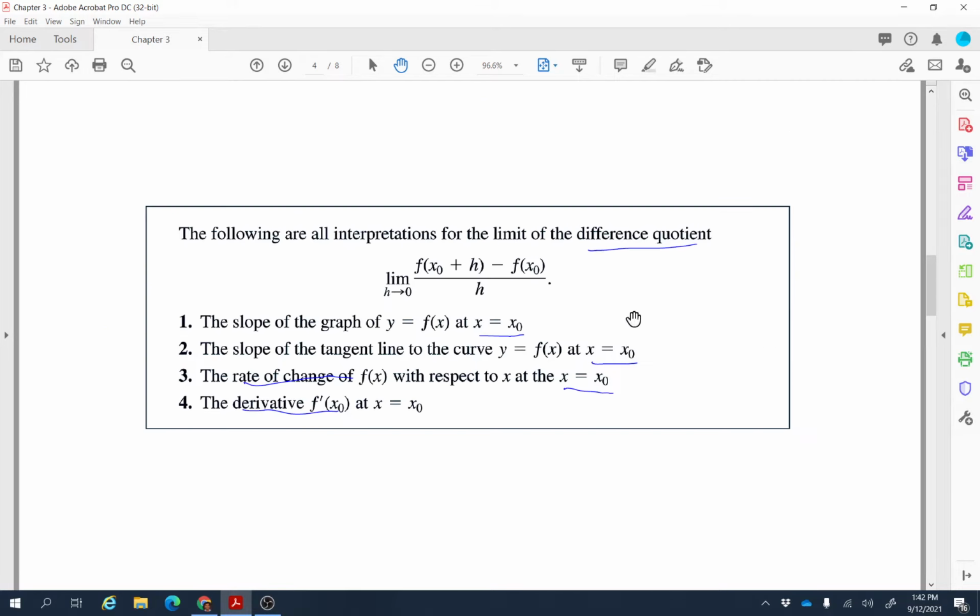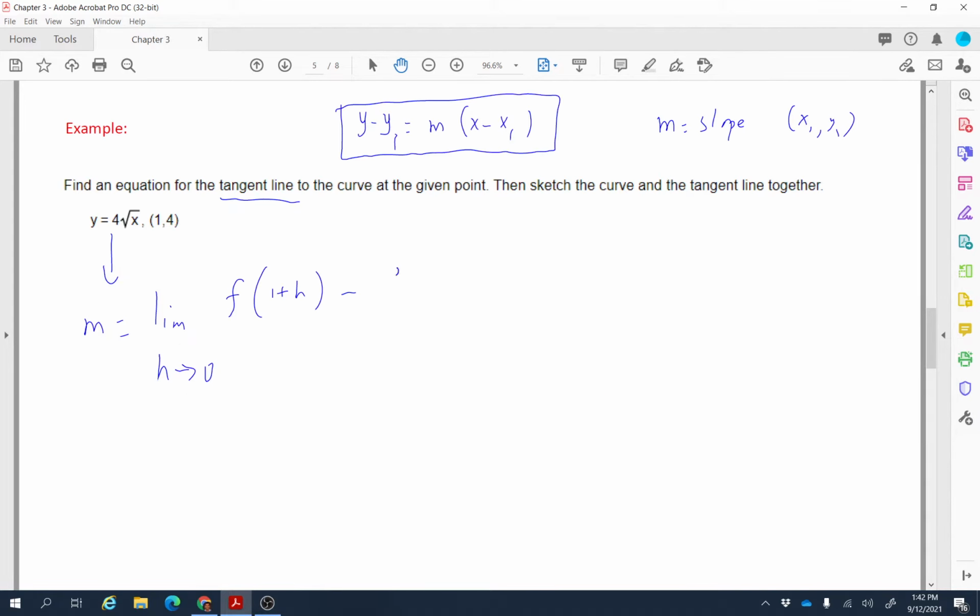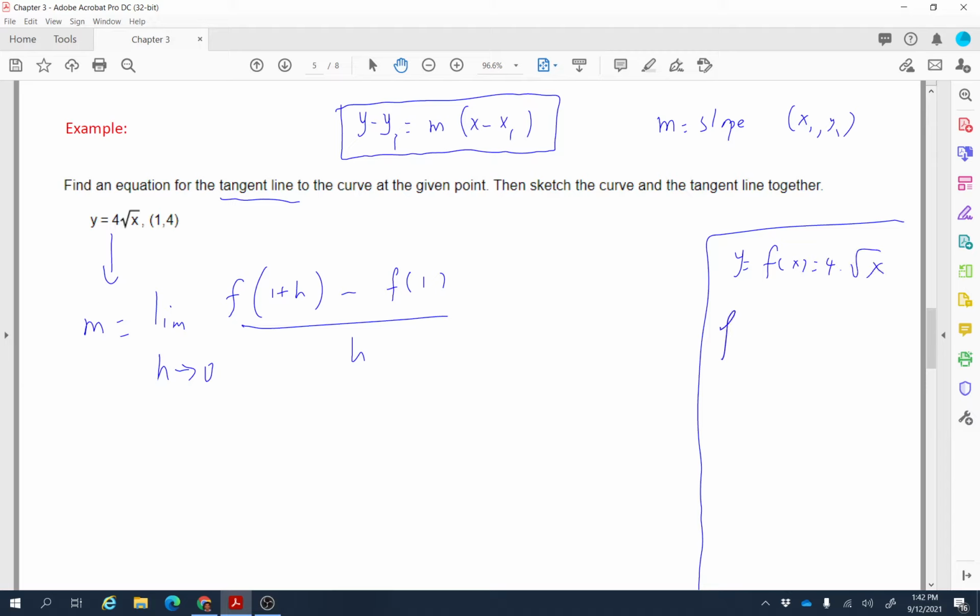So look here, I'm just replacing this x0 by the point we have been given, which is x equals 1 in this case, and there is an h, minus f of x0, the value of the function at 1, over h. So this is the function, and we are going to calculate this value. y means f of x, which is 4 times the square root of x. We need to find the value of the function at 1 plus h, so just replace this x by 1 plus h.